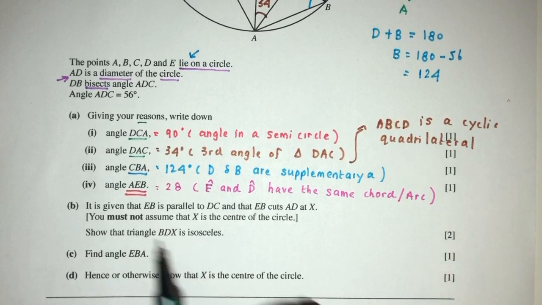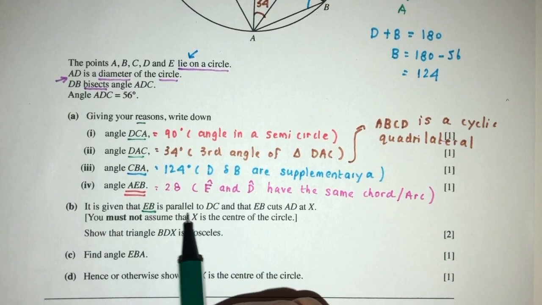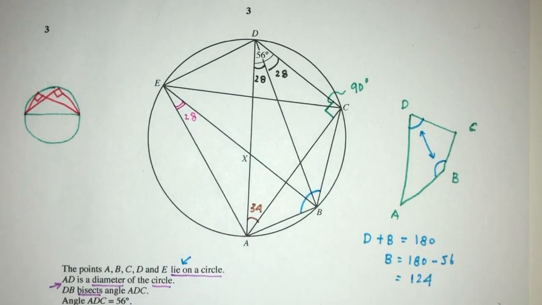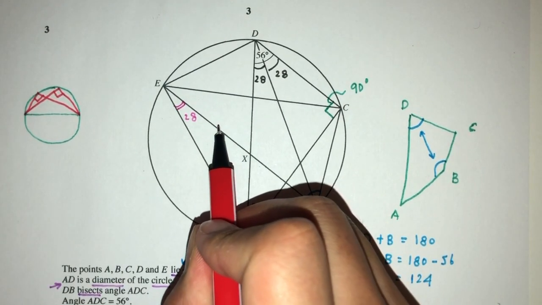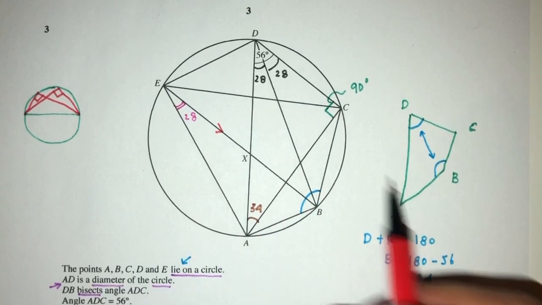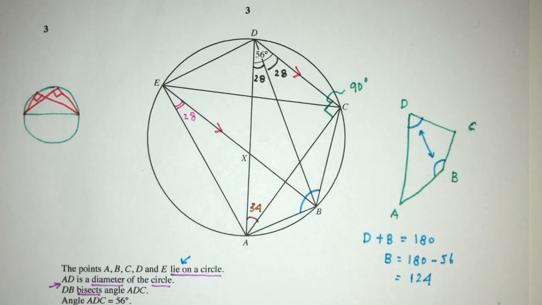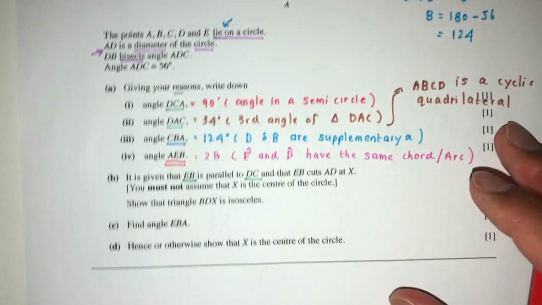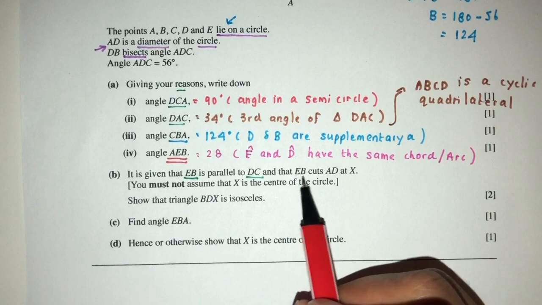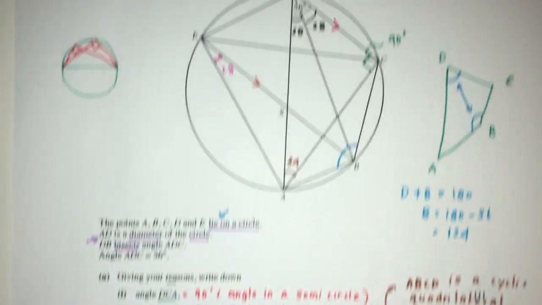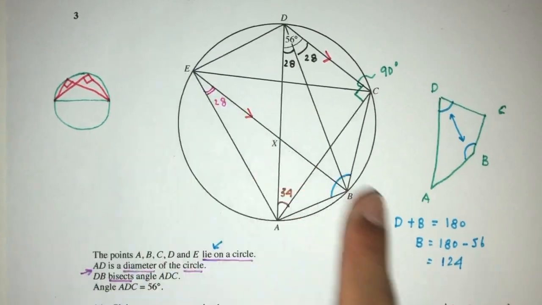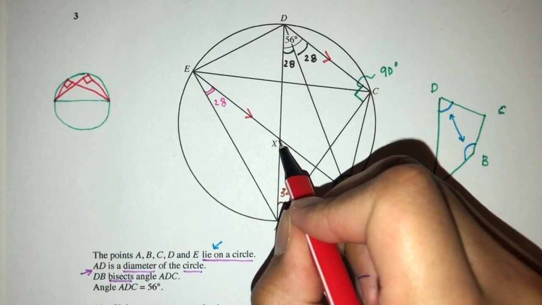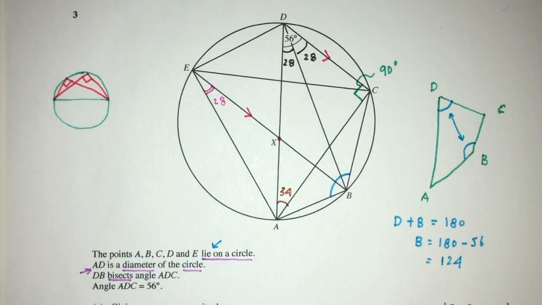It is given that EB is the same direction as DC. So this, let me use a red here. EB is the same direction as DC. Okay, if you observe, we have something like this right now. Now what is the question? So we have EB cuts AD at X, so we can clearly see that. EB cuts AD at X, so at this point. Okay, good to know.